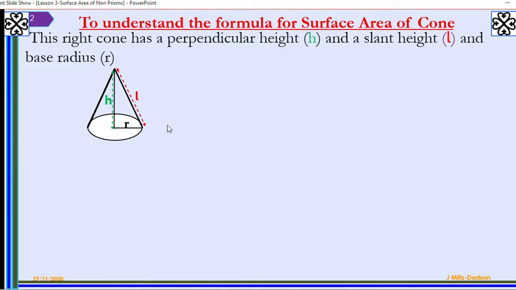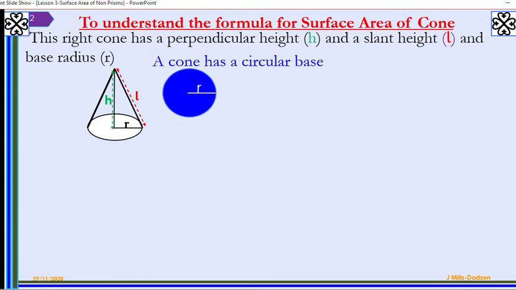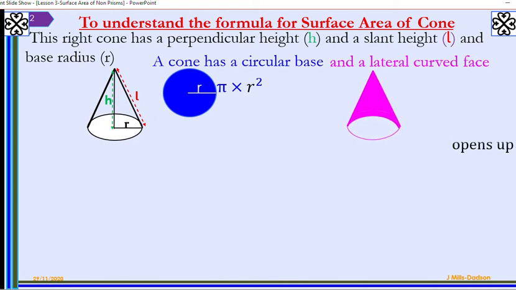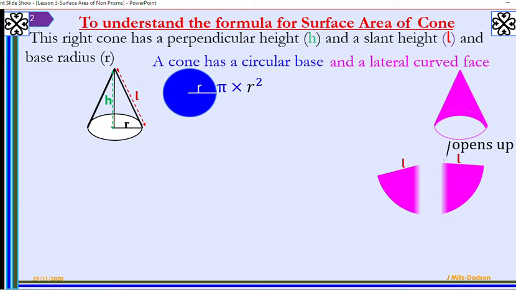So to get the formula, we know the circular base is a circle, which is pi r squared, and we know that the lateral face needs to be worked out. And if you split this lateral face open, if you use paper to form a cone and you split it open, you get a sector. Or if you like, just draw a circle, cut a sector out of it, you'll be able to fold it back into a cone. Now, this sector will have the radius of L.